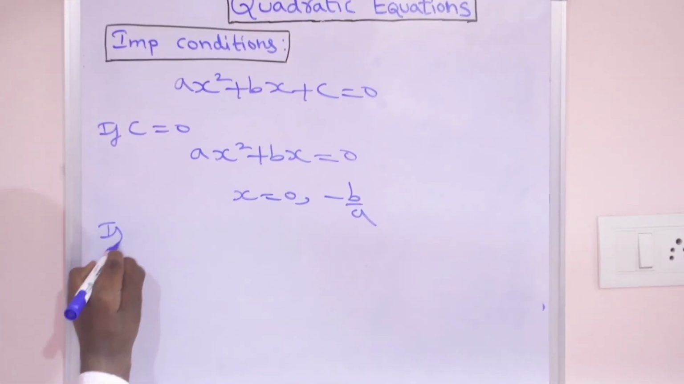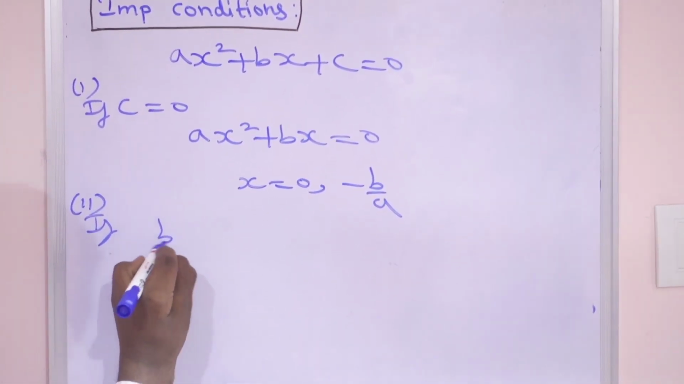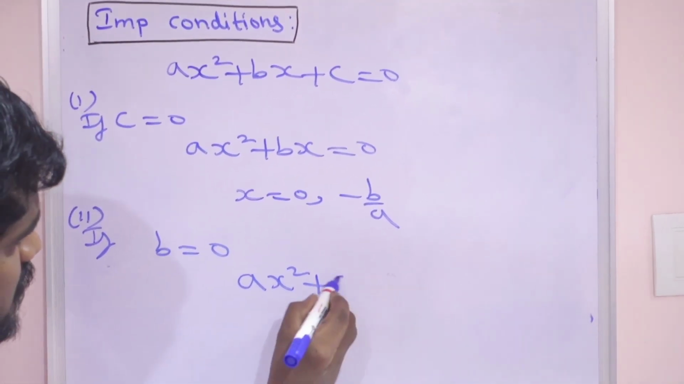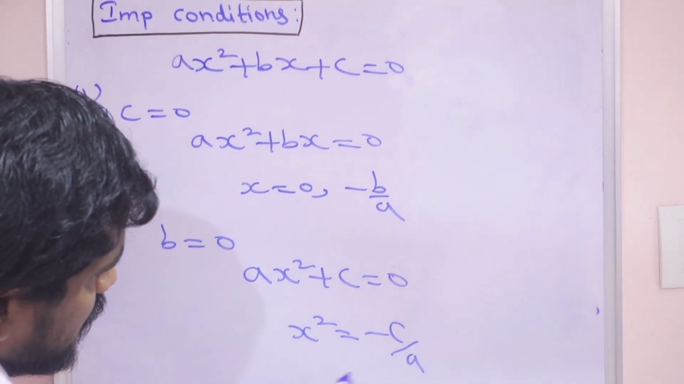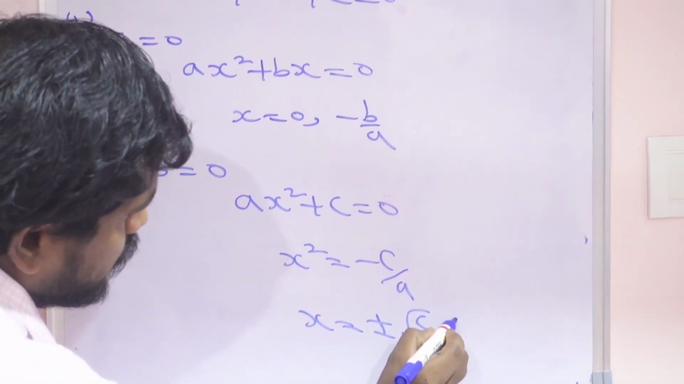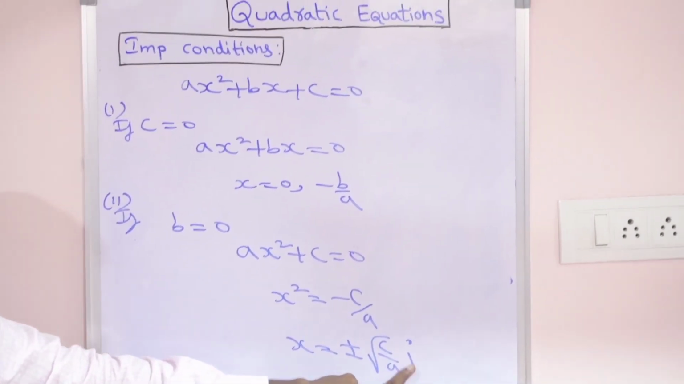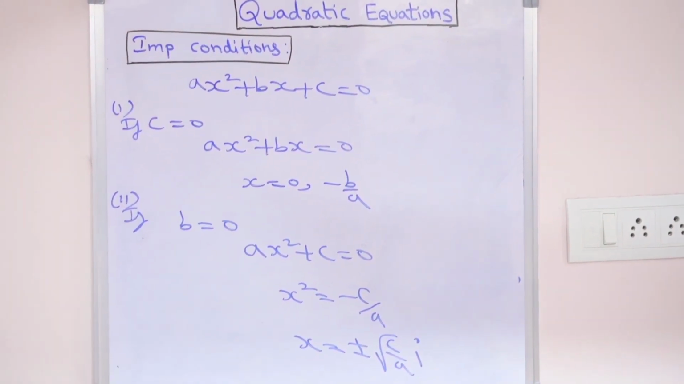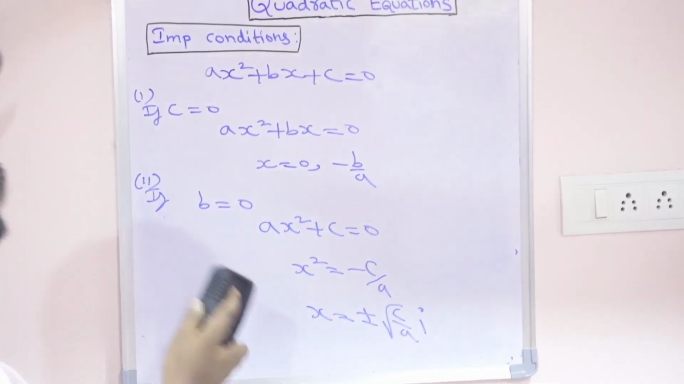This is the first case. In the second case, if b is equal to 0, then the equation becomes ax square plus c is equal to 0, x square is equal to minus c by a, then x is equal to plus or minus root of c by a into i. So these are the two roots, plus or minus root c by a into i. Next, now suppose b is equal to c is equal to 0.